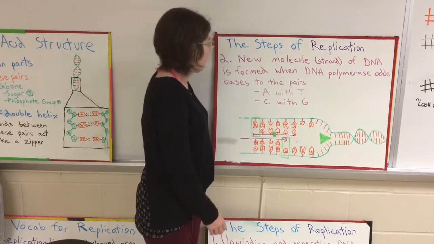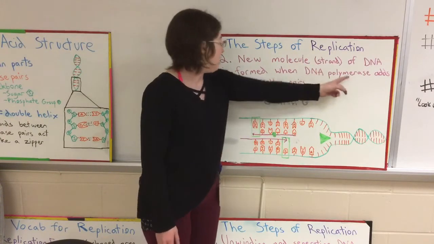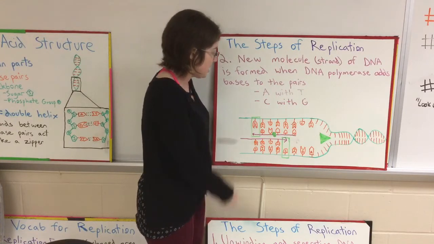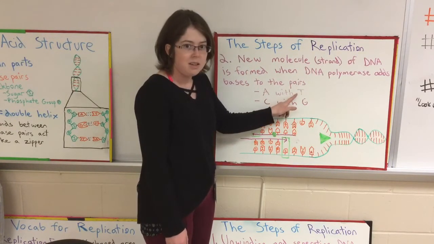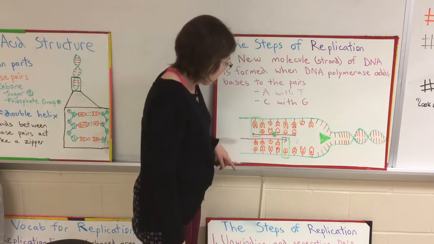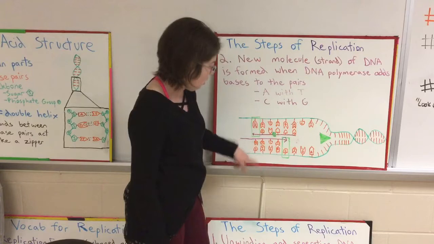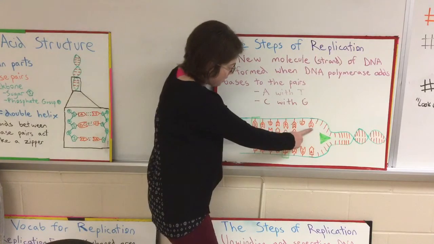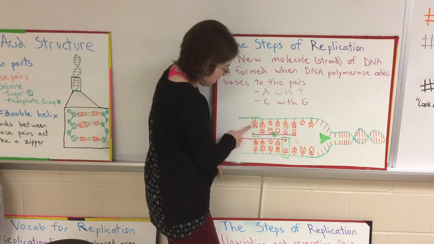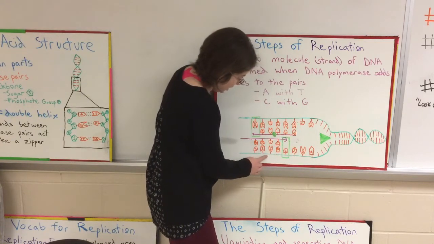The second step of replication is making a new molecule. So a new molecule or strand of DNA is formed when DNA polymerase adds bases to the pairs. A always goes with T when it comes to DNA, and C always goes with G. So as you can see down here in this picture, I have some C's, T's, G's, and A's all drawn out. So up here it goes TC, AG, TC, AG. Down here it's AG, TC, AG, TC.